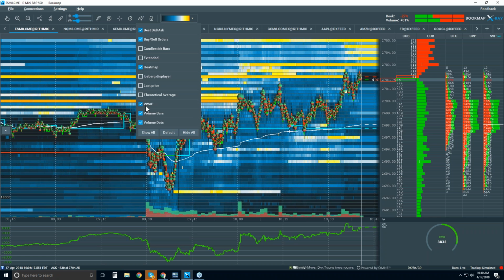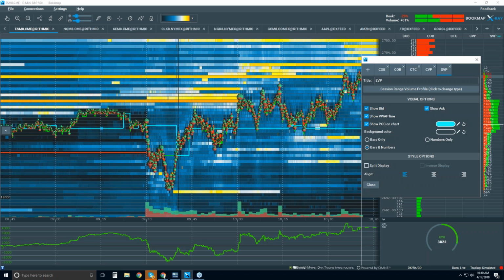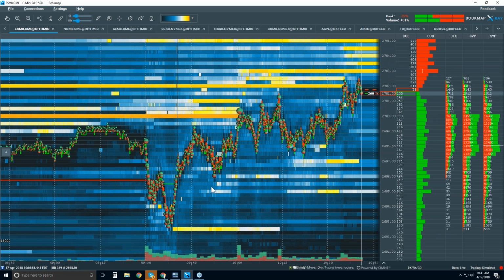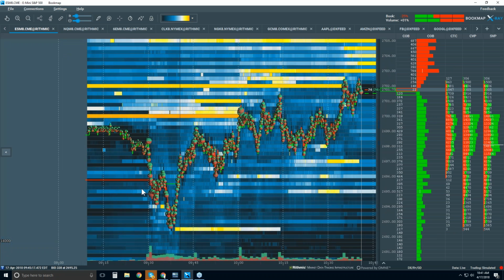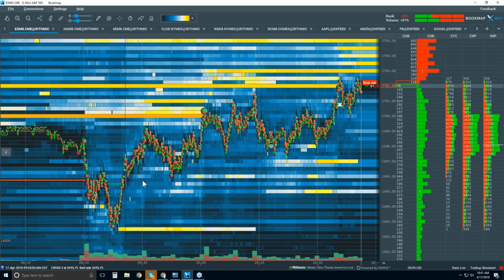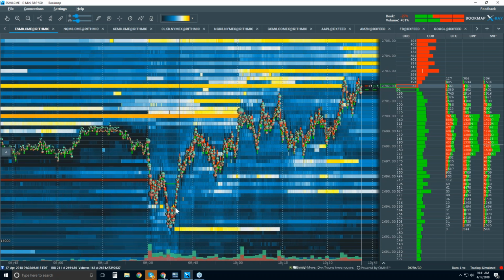I'm going to take them off the chart, and we're just going to look at the meat and potatoes of what Bookmap is showing you here. We also have a subchart here, that's the cumulative volume delta. I'm going to close that up as well. All right, so now we're looking at, okay. That's kind of funny, there's something wrong there.